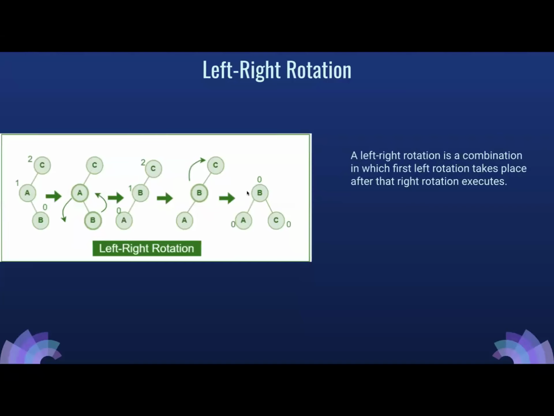A left-right rotation is a combination in which the first left rotation takes place after the right rotation executes. So if we have C, A, B, a case like this, we would rotate B into A's position, A into B's. We'll get a straight line like this, and then we'll do one more rotation on C, which allows us to get to this point.